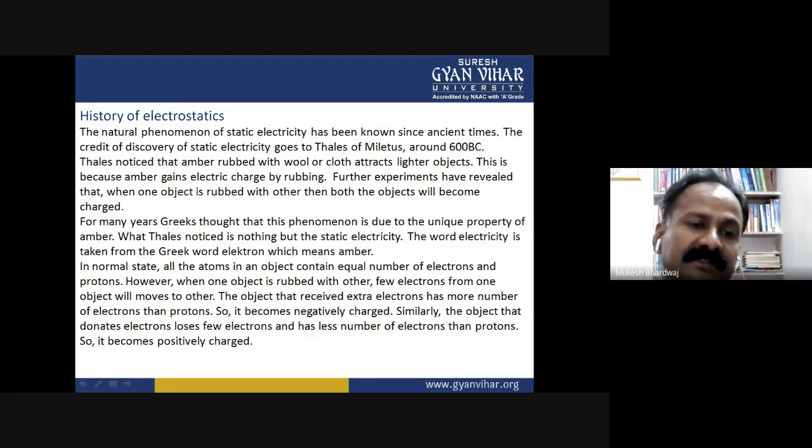In the normal state, all atoms in an object contain an equal number of electrons and protons, as we know from the atomic theory. However, when one object is rubbed with another, a few electrons from one object will move to the other. The object that receives extra electrons has more electrons than protons, so it becomes negatively charged. Similarly, the object that donates electrons loses a few electrons and has fewer electrons than protons, so it becomes positively charged.